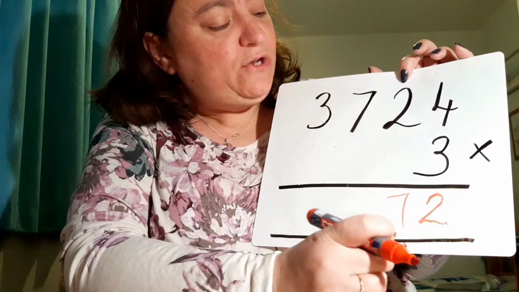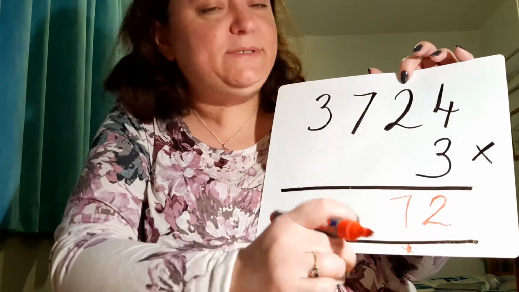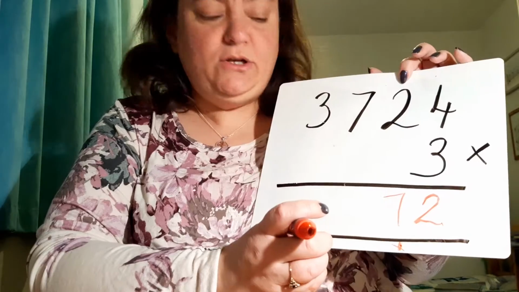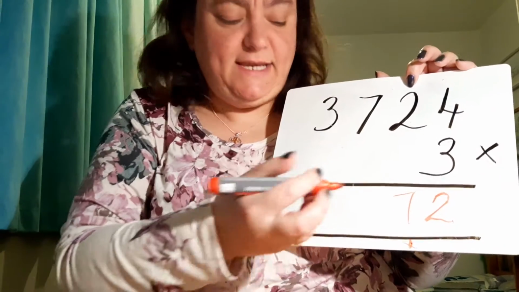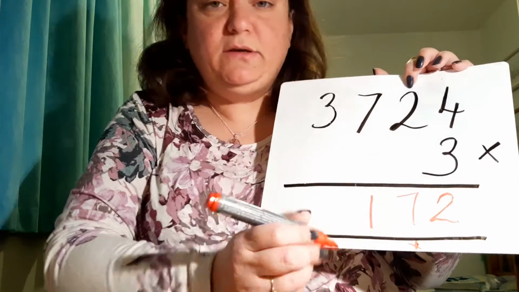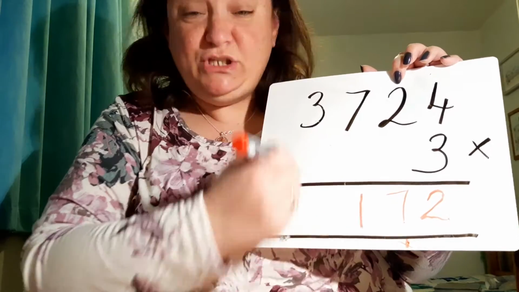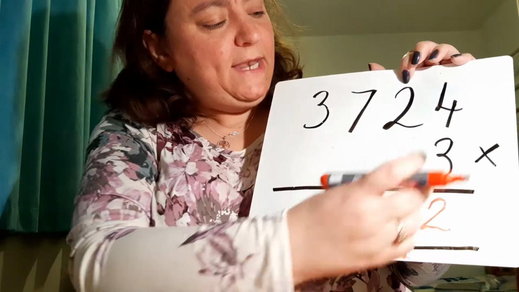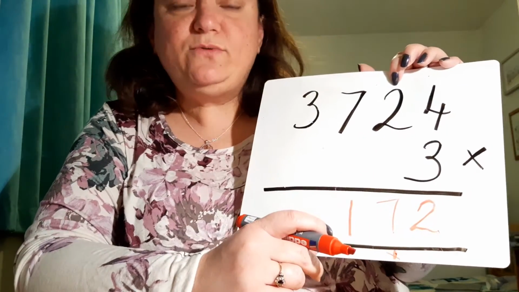Now we're going to move on to the hundreds column and we're going to do 3 times 7 hundreds. 3 times 7 hundreds is 21 hundreds. Got nothing else to add here, so my 1 can go down there. Now my 2, again, I've got more up here, so I'm just going to pop my 2 down there nice and small.